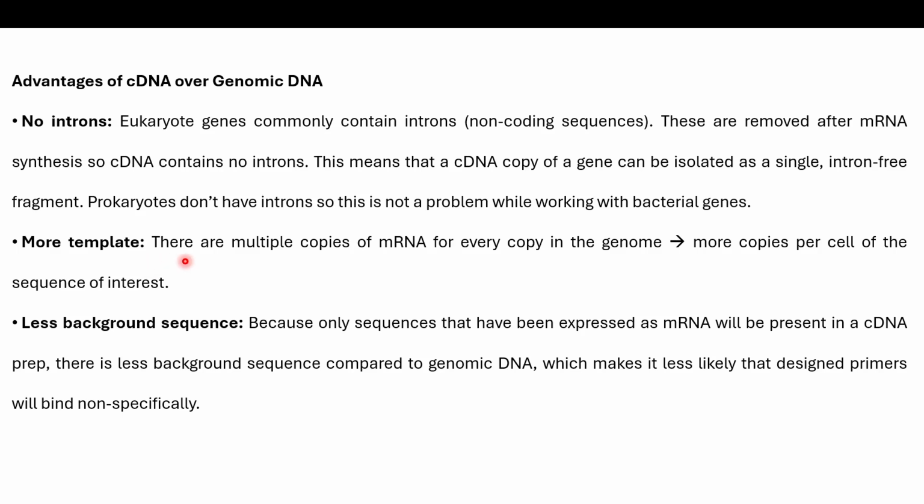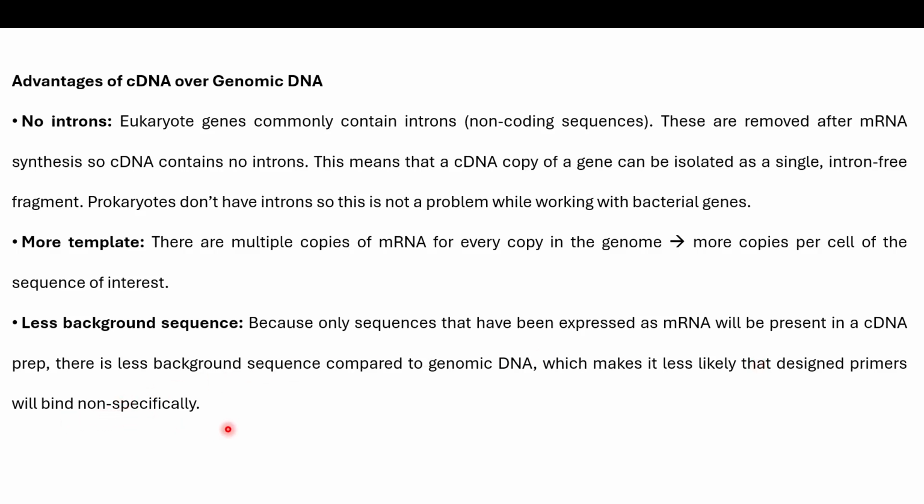Because there are multiple copies of mRNA for every copy of the gene, right? So more copies per cell of the sequence of interest. Okay, so you have more template from where a greater number of cDNA can be formed, and there can be less background sequence. How? Because you only have the sequences that have been expressed as mRNA present in a cDNA preparation, right? So there will be less background sequence compared to genomic DNA, which makes it less likely that the designed primers will bind non-specifically.